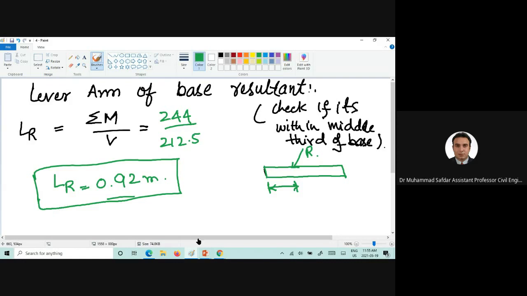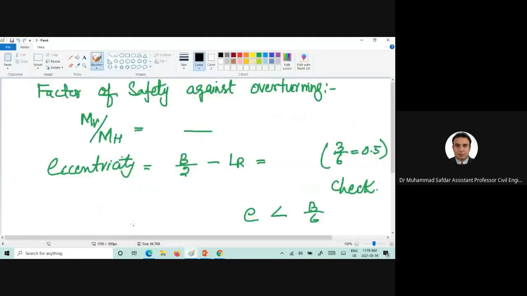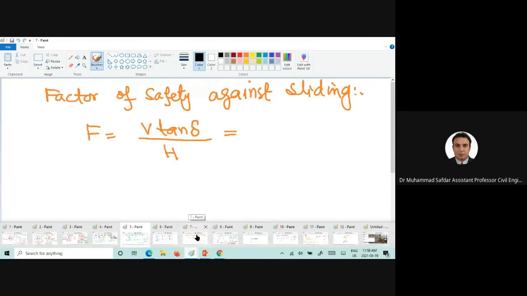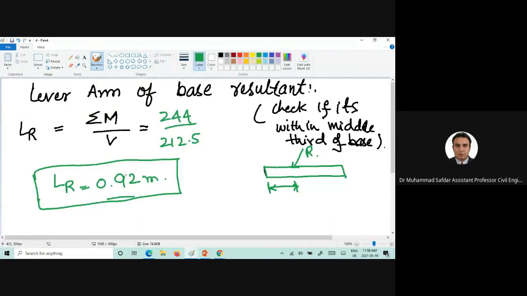Okay, now we need to find out the eccentricity as well, and the factor of safety against overturning. Sir, 1.14. Okay, sorry. Let me check here. Yeah, you're right. It's 1.148.